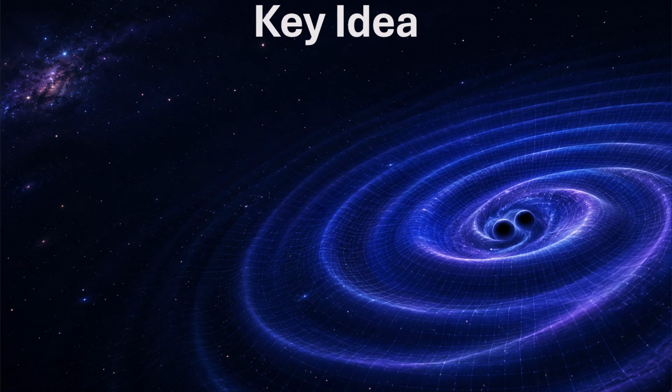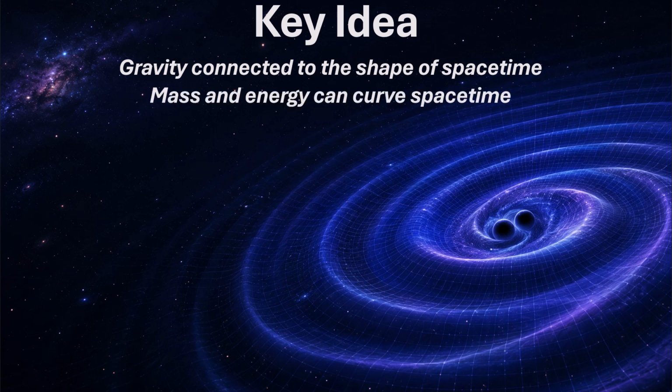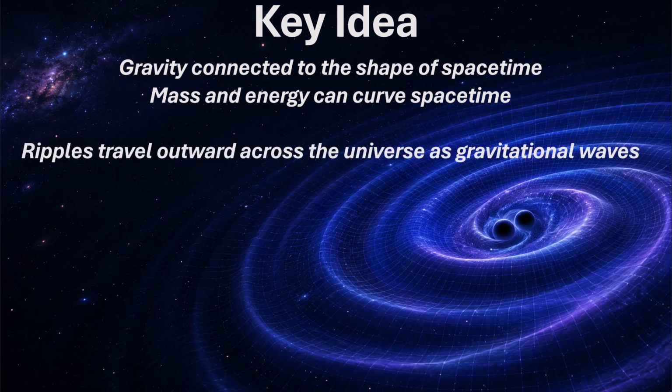Let us now gather the key idea. In Einstein's general relativity, gravity is connected to the shape of spacetime. Mass and energy can curve spacetime. When massive objects move violently, they can create ripples in that spacetime. These ripples travel outward across the universe as gravitational waves.